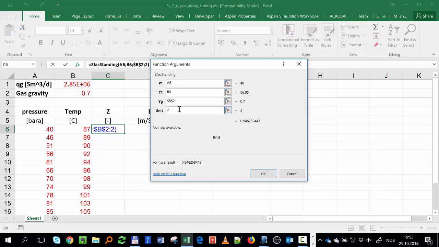Okay? And see the number that you get. You should get, in my case, 0.948, which makes sense. We said the deviation factor is something around 1, 0.7 to 1%.